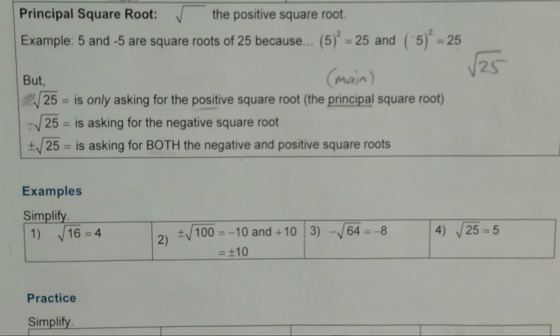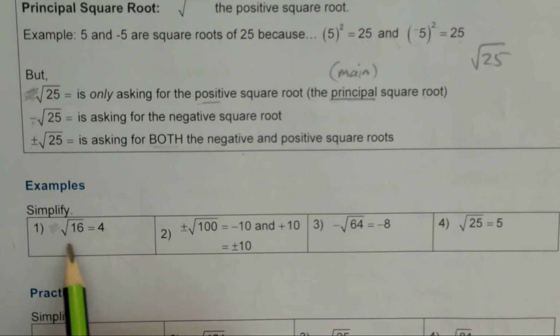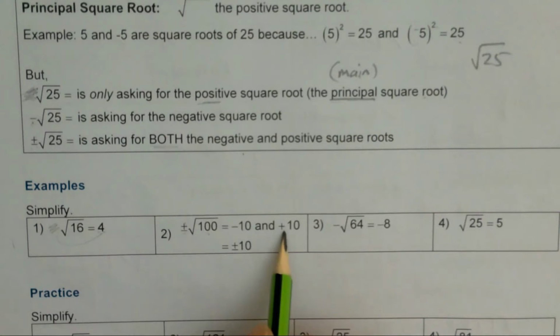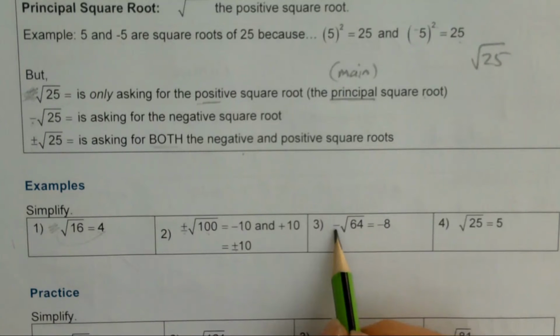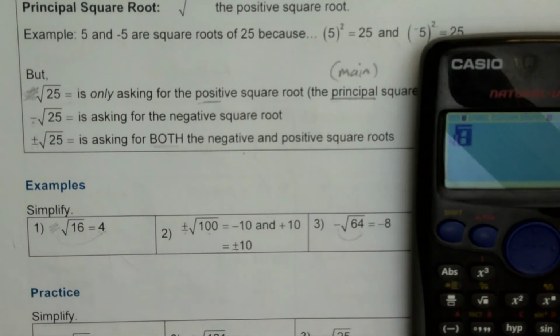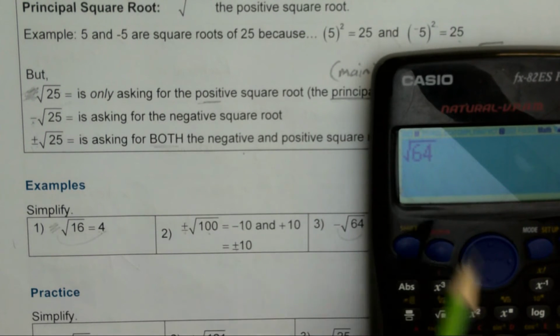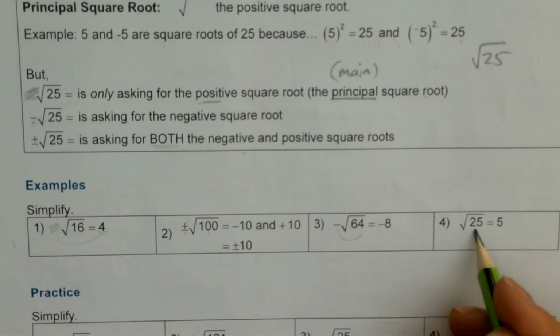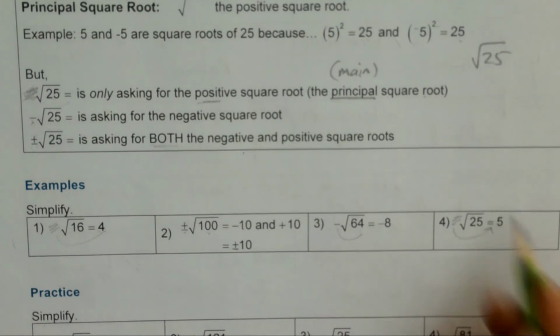So let's see. Nothing in front, so the square root of 16 is positive 4. If I put positive and negative, it means they want both of them. So I want negative 10 and 10. You can write it this way, or you can put plus and minus in front. Here, it says it wants the negative root, so you can go like this. So the square root of 64 is 8, but we want the negative 8. And here, 5 times 5 is 25, but there's nothing in front, so we want the principal square root, which is positive 5.